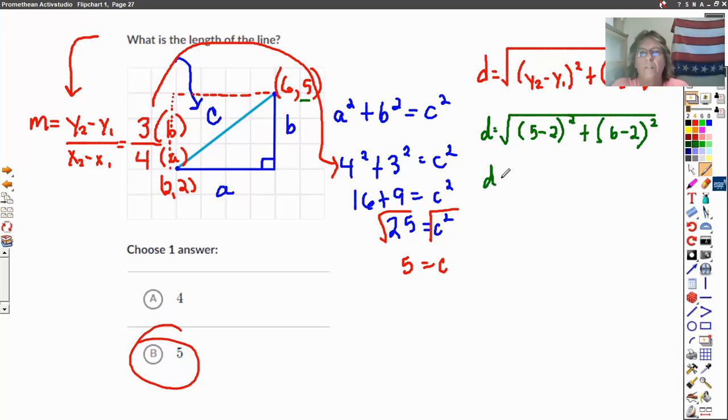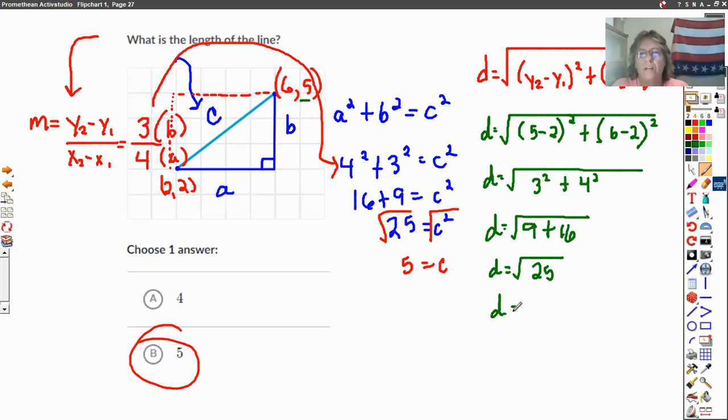And then what we end up with is 5 minus 2 is 3, so we get 3 squared, plus 6 minus 2 is 4, 4 squared. So we get d is equal to 3 squared is 9, plus 4 squared is 16. And then d is equal to the square root of 9 plus 16, which is 25. And the square root of 25 is 5. So I know that distance. So what we want you to understand is that there are 2 different ways you could tackle it. You could just create a right triangle right here and use the Pythagorean theorem, or you could use the distance formula. And if you're ever trying to figure out what the distance formula is, just remember this idea right here.